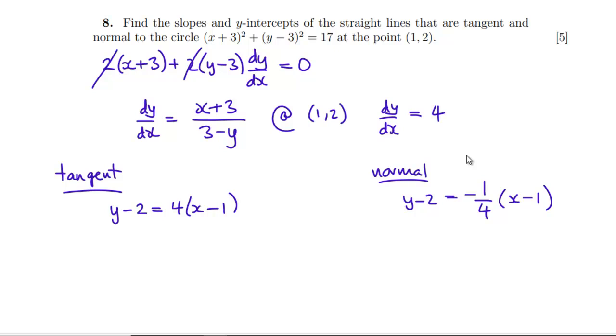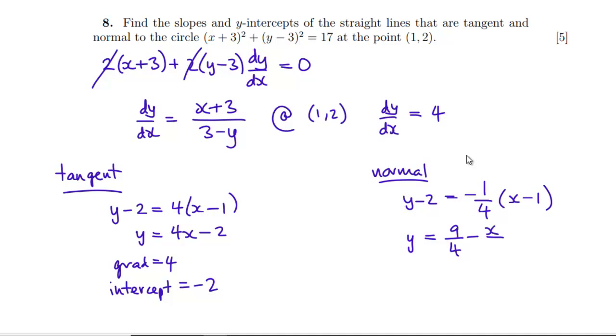So let's rearrange this into y equals mx plus c. That is 4x, and we've got minus 4 plus 2, so minus 2. So we've got gradient equals 4, intercept equals minus 2. That's done that one. And then for the normal, y equals, that is going to be 2 1/4, so 9 over 4 minus x over 4. So gradient equals minus 1/4, intercept equals 9 over 4.